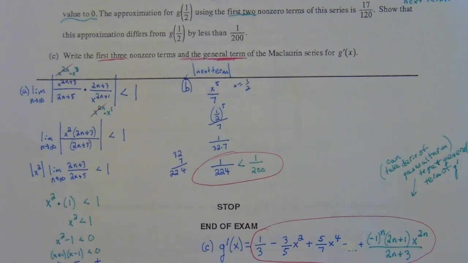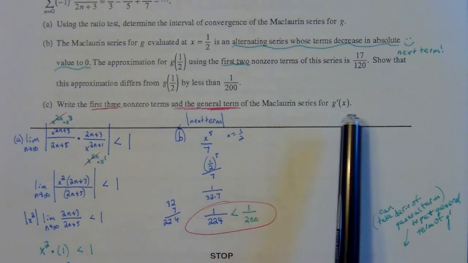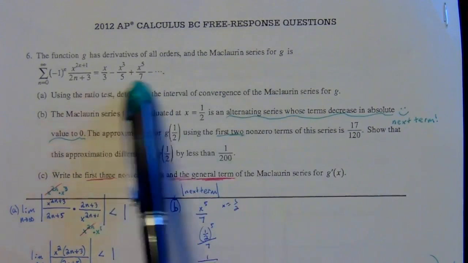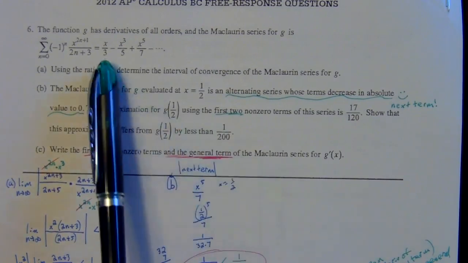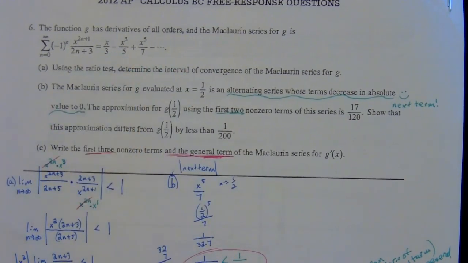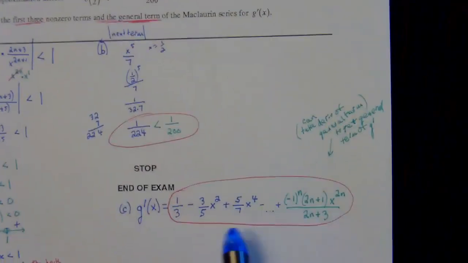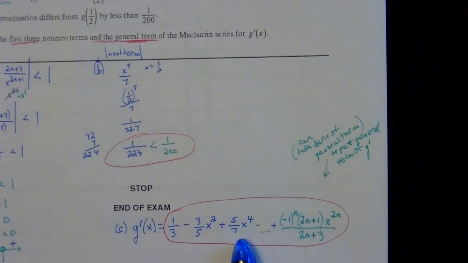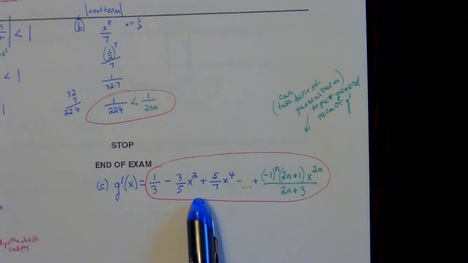All right. And then we said letter C was to write the first three non-zero terms in the general term of the Maclaurin series for G prime of x. So this is a Maclaurin series for G, and they gave us a few terms right there. And now they want us to get one for G prime. And like we said at the beginning, they're just meaning for us to take the derivative of each one of those terms. So like the derivative of 1/3 x was just 1/3, right? The derivative of this, I'm just going to get 3x squared over 5. So I got that. And then I'm just going to multiply by the power and decrease the power by 1. So we're going to get 5x to the 4th over 7. Now, that's easy, to just do the derivative of those few terms and get those few terms right there.